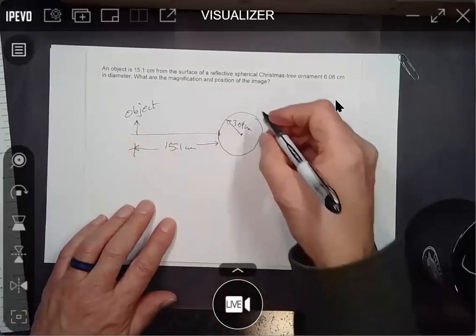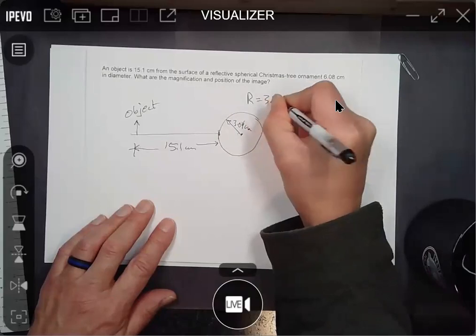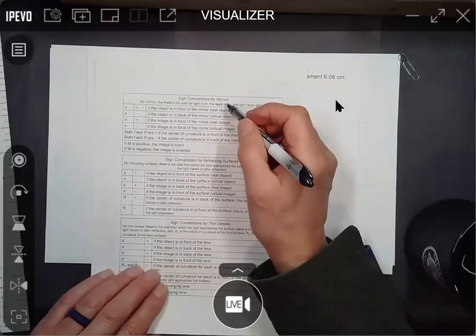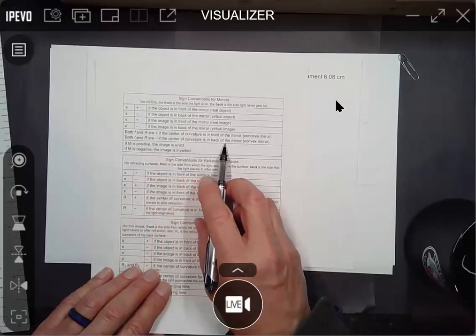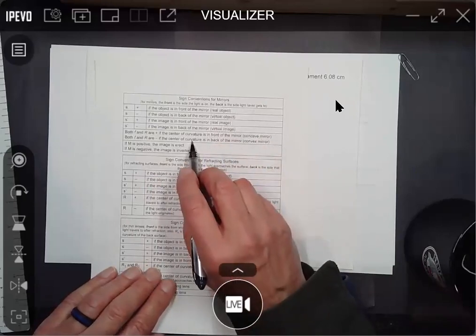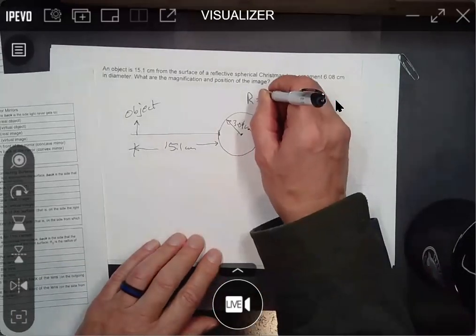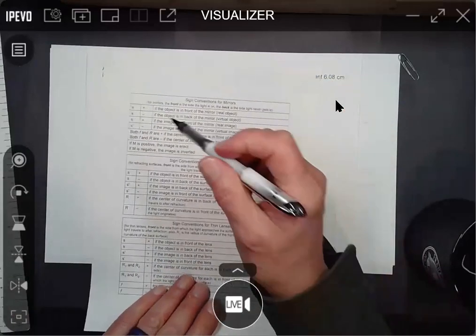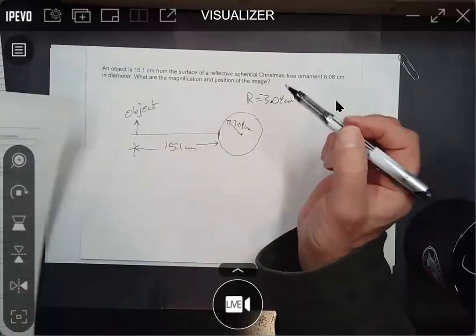The object is 15.1 centimeters away. The radius of curvature here is 3.04 centimeters, but I need to deal with the sign, so I'm going to go to my sign conventions for mirrors. R and F are negative if the center of curvature is in back of the mirror. The back is the side the light never gets to. So I've got a negative radius of curvature in this case, and also a negative focal length, minus 3.04 centimeters. And S is positive, since the object is in front of the mirror. Let's figure out where the image forms.